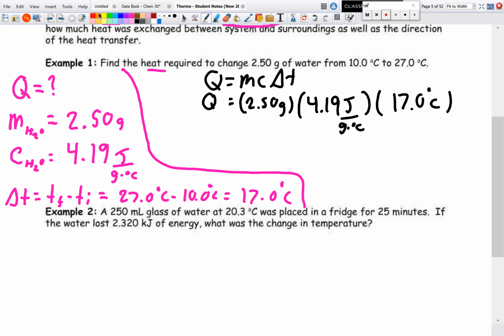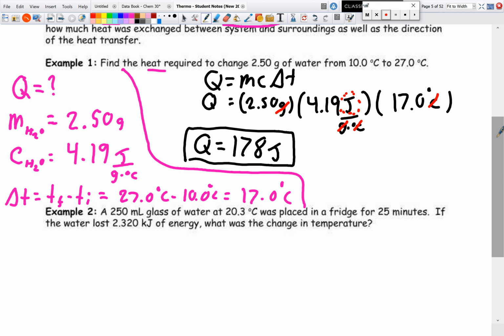Now the reason we need to pay attention to our units, because look at dimensional analysis, we can tell that the units of grams cancel out. The units of degrees Celsius cancel out, and we are left with units in joules. So that means our answer, Q, is going to equal 178 joules worth of energy.